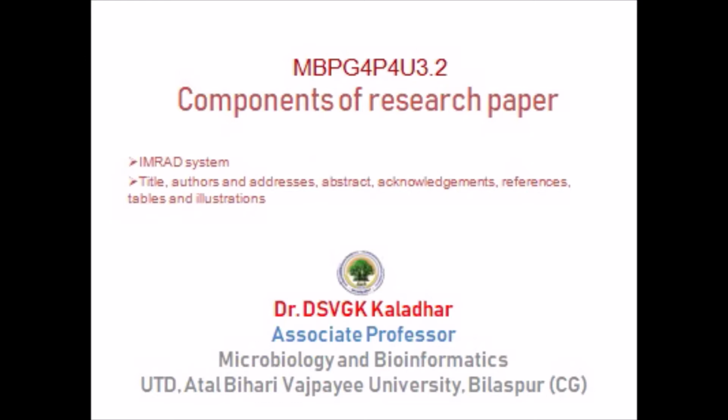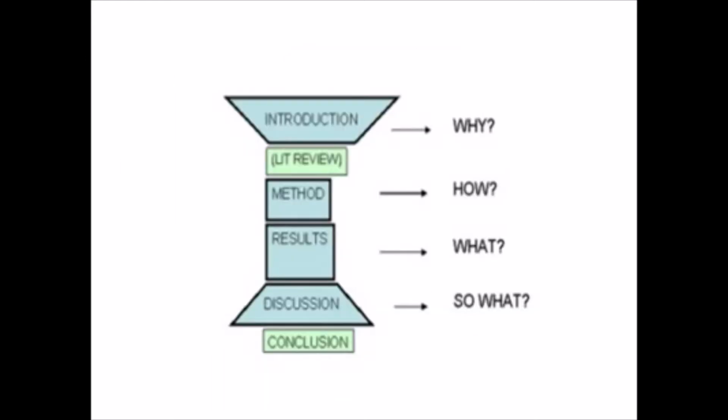In this lecture, let us see what the IMRAD system is and also the components of research papers like title, authors and addresses, abstract, acknowledgements, references, tables and illustrations. The IMRAD system contains 4 letters: I for introduction, M for methods, R for results and D for discussion. The introduction provides why, the methods provide how, results provide what, and discussion provides so what.